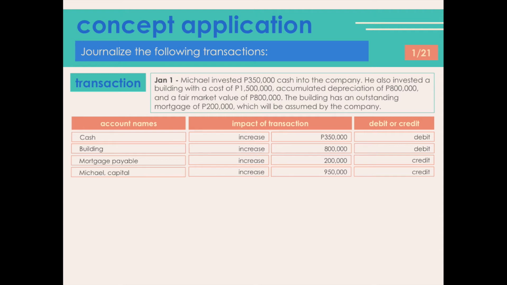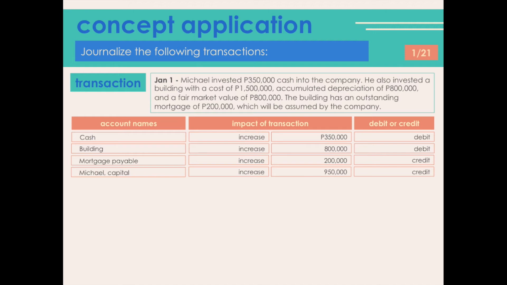There are two important things to note here. Number one, the building is recorded at the fair market value of 800,000 pesos, not the cost of 1,500,000 and not the carrying value, which is computed as cost less accumulated depreciation. Again, initial investments are recorded at the fair market value. Second is mortgage payable is recorded here because it clearly states that the mortgage payable will be assumed by the company. If the mortgage will not be assumed by the company, then it shouldn't be recorded in the company's books.